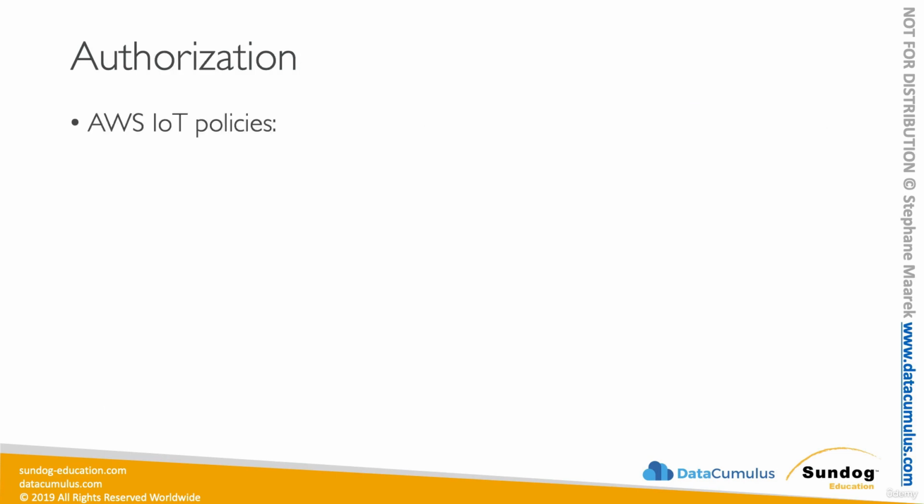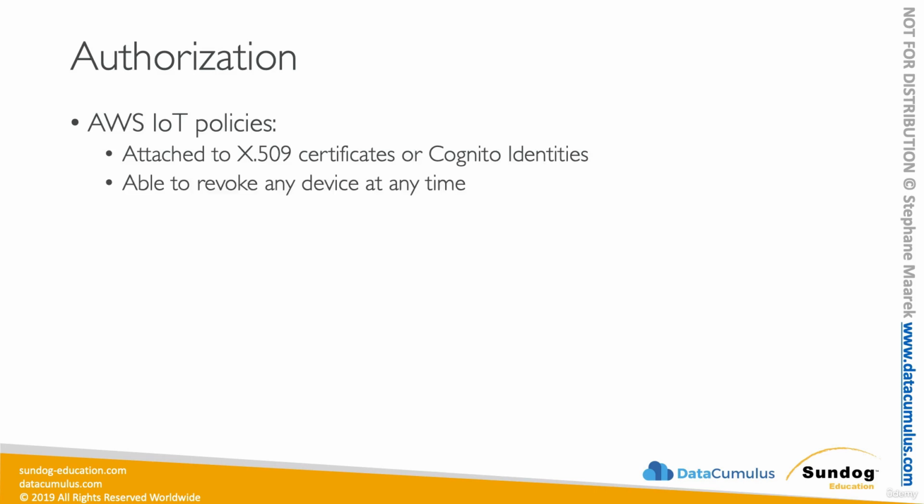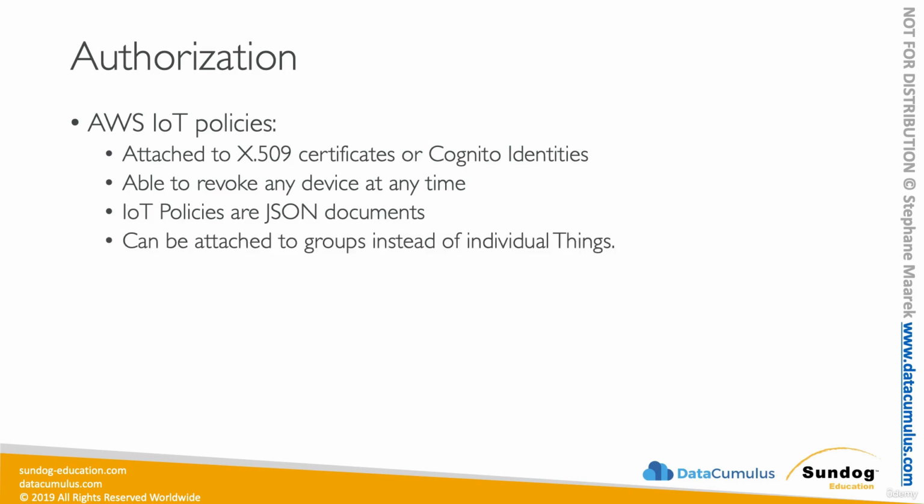As far as authorization goes, we have IoT policies, and they're attached to each thing in the thing registry, and that allows us to enable or revoke these policies on the device at any time. The IoT policies are JSON documents. They look just like IAM documents, and they can be attached to groups instead of individual things if you want to use groups to have easier management of authorization.